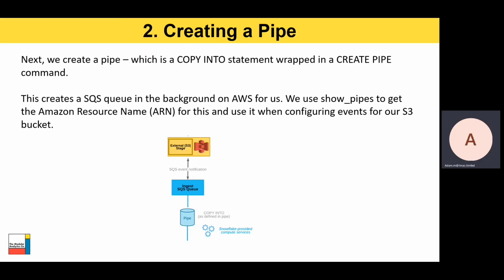Okay, next step number 2, we're going to create a pipe now, and essentially a pipe is a copy into statement which is wrapped up in a create pipe command. The important thing here is we're going to have the auto ingest parameter value set to true, which means in the background it creates an SQS queue within AWS for us, so we don't need to worry about going into the console and pre-configuring that. We'll then use the show pipes command in Snowflake to get the Amazon resource name, or ARN, for this, and then we use it when configuring events for our S3 bucket, which I will show you in a moment.